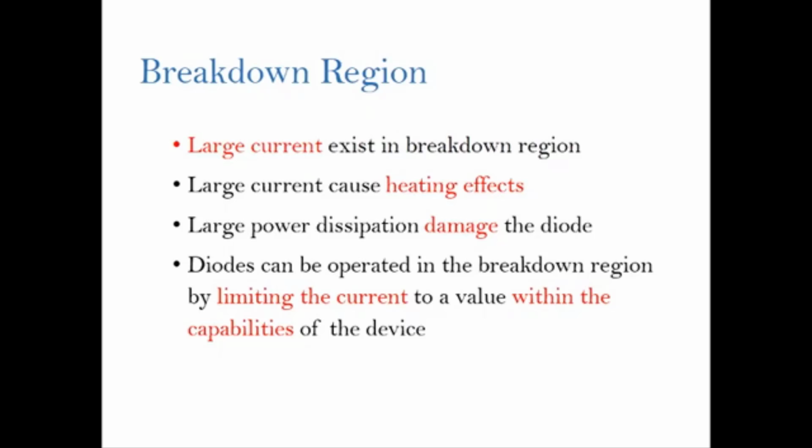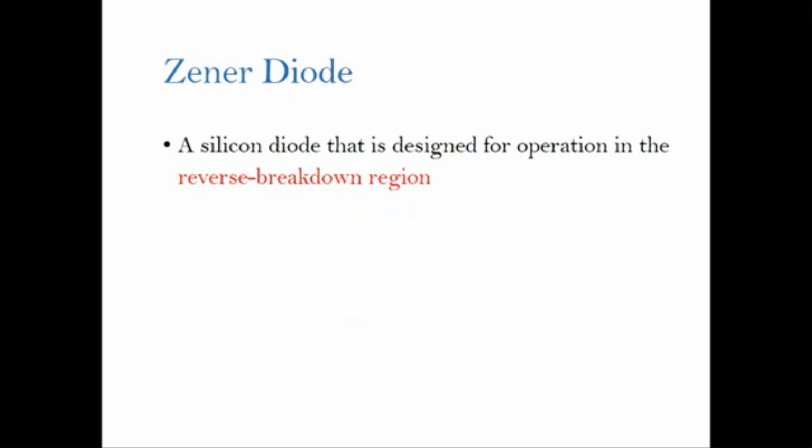Okay, the diode can be operated in the breakdown region by limiting the current to a value within the capability of the device. So if you want to operate the diode in the breakdown region, you need to be able to limit the current. Okay, so here the special operation of the Zener diode is, this is the diode designed for operation in the reverse breakdown region.